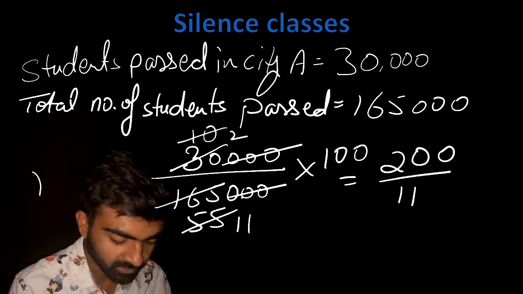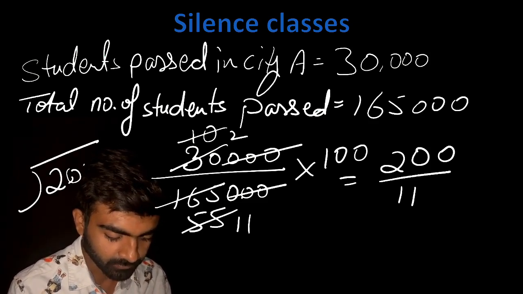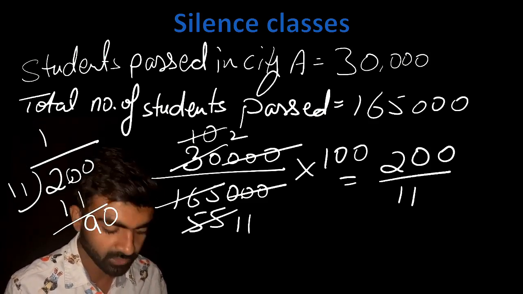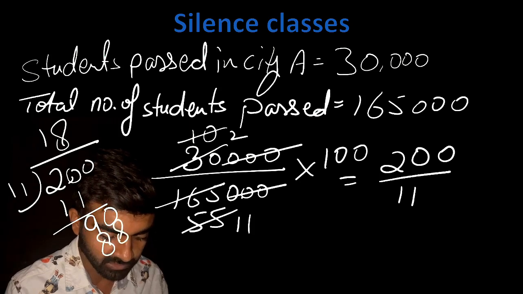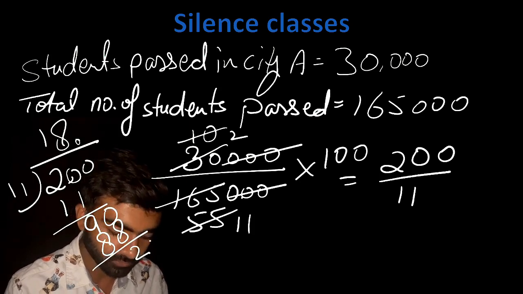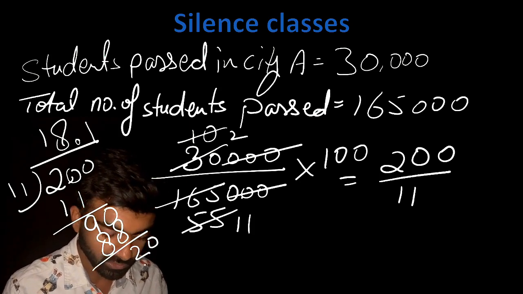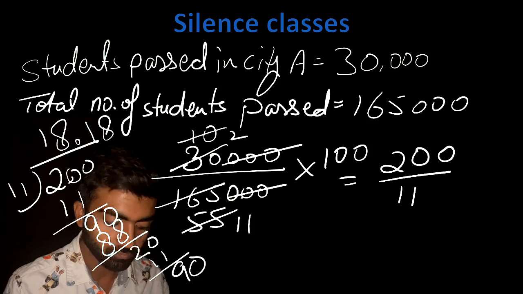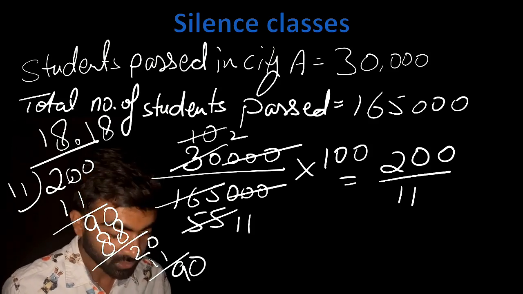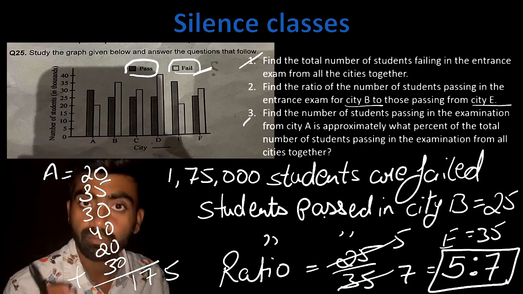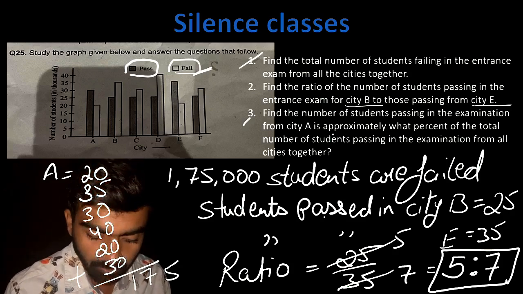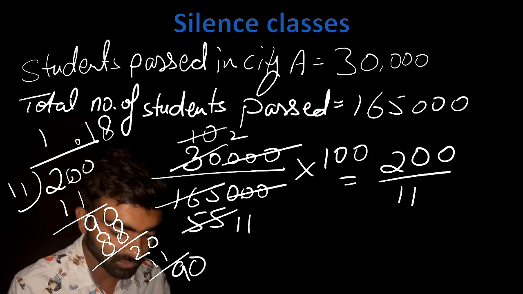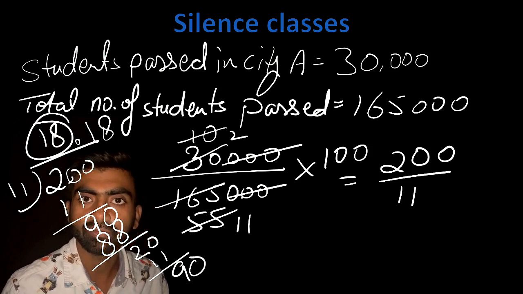Now let's divide it. 200 upon 11 gives 18.18. But over here, in the question they have asked for approximately. So we can write approximately 18%. Approximately 18% of students passed.